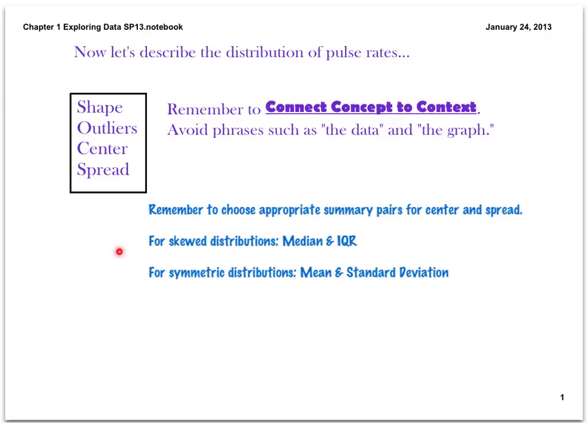Also important is to choose appropriate summary pairs. You want to make sure that when the distributions are skewed, you're using the median and the IQR. And if they're symmetric, you're using the mean and the standard deviation.